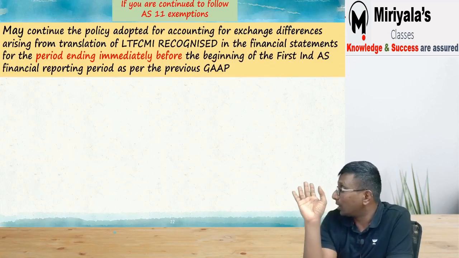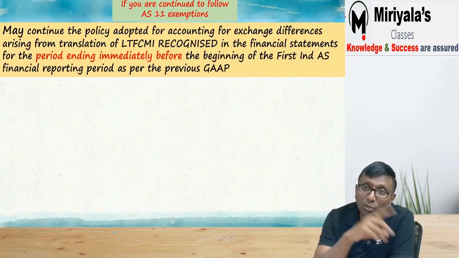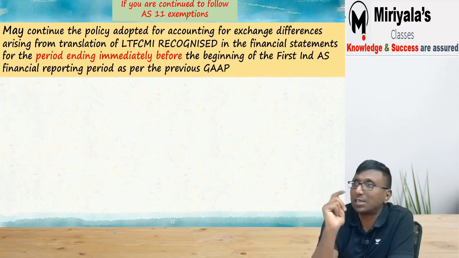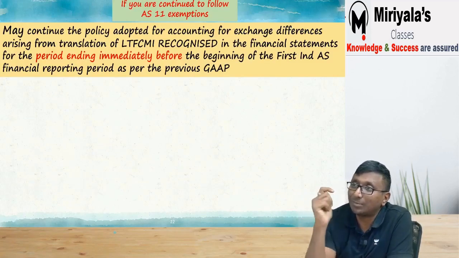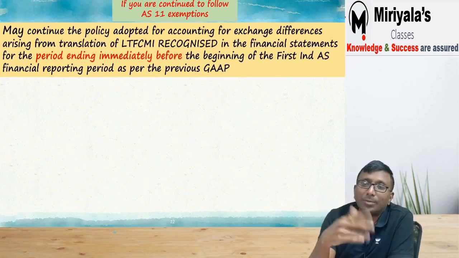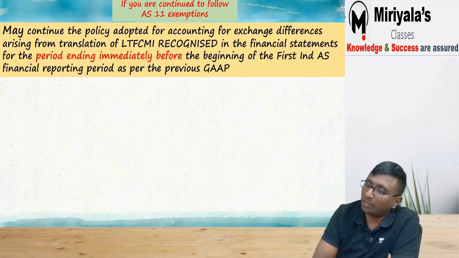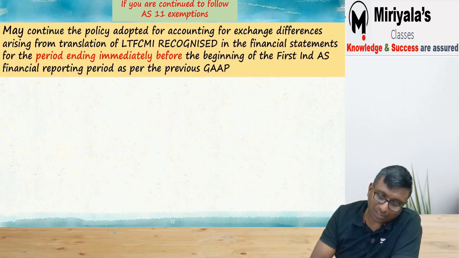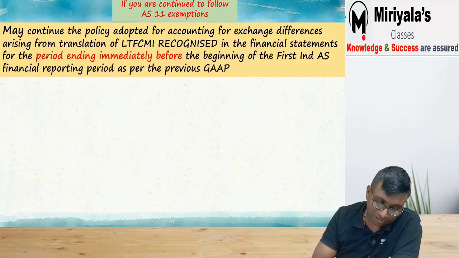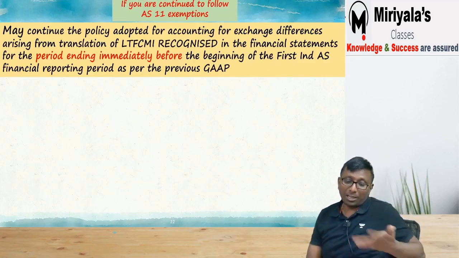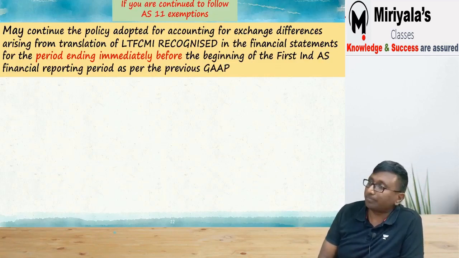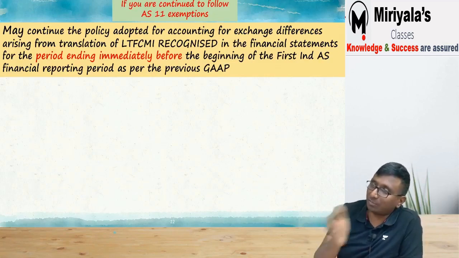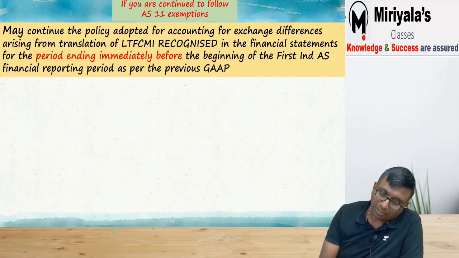That is the same. Correct ना? Just read the line. This is given under the Ind AS 101, एक sentence डाल दिया, which is like an exception. Correct na? Because other items we will be charging to profit and loss. Only these items, if it is a continuation, then I will be doing a different accounting treatment. You may continue the policy adopted for the accounting of exchange difference arising from the translation of LTFCM recognized in the financial statements for the period ending immediately before the beginning of the first Ind AS financial reporting period. Means my first balance sheet date last year, exactly one year before. That is the matter it means.